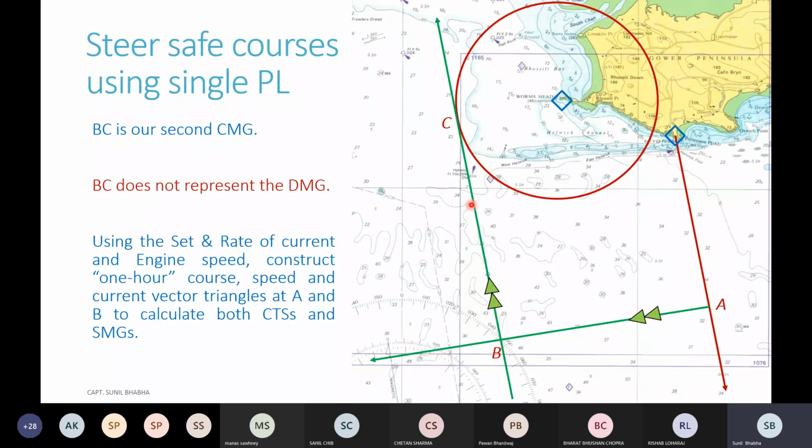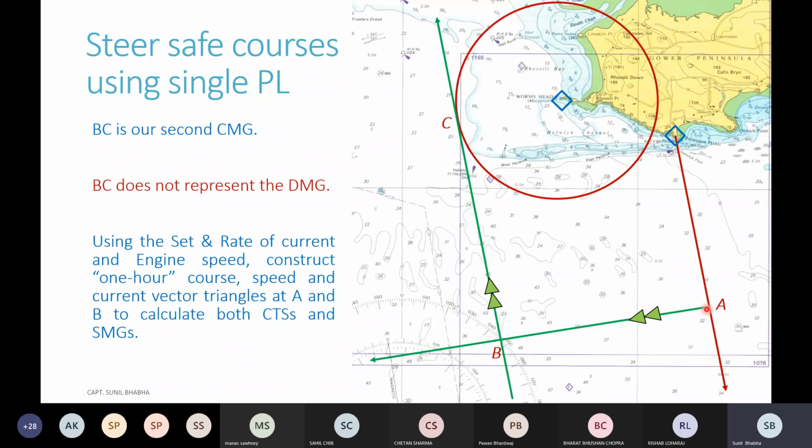Now, once we have the course made good on the chart, we can use the other data available to us. We have the set and rate of the current, which is given in this question. We have our engine speed, which is given to us. Using this data, we can now construct the course, speed and current vector triangles. So we will first construct this triangle at point A.